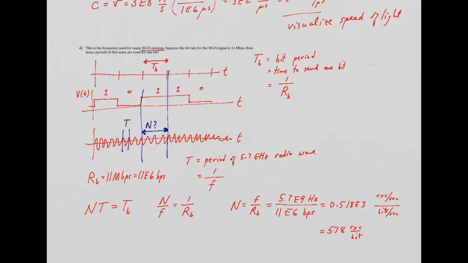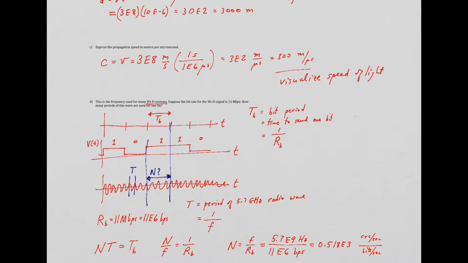And that unit makes sense. That's really nice because I was asking exactly how many cycles, up and down, per 1 bit. So 518 cycles per bit, and I think that's what I got the other day. I wrote 520. In any case, that's how you do that problem.